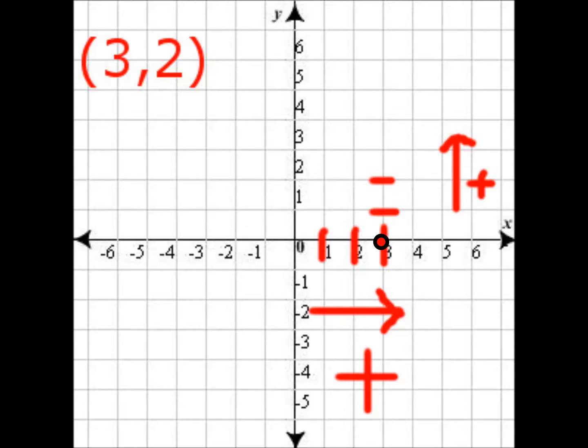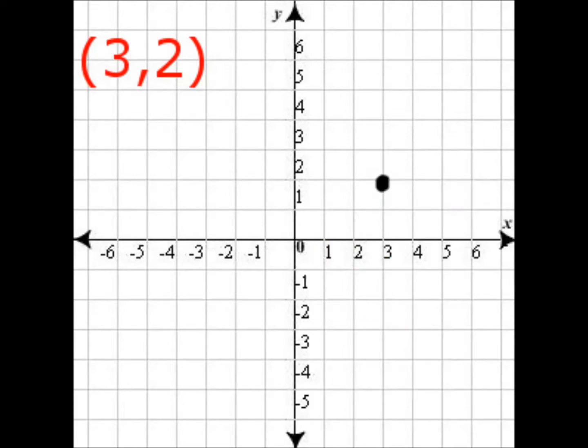The next thing we need to do is look at the y value. We have a y value of positive 2. And since we know that the positive y values are above the origin, we will start at the point 3, 0 and go up 2 spaces. And that will get us to the final coordinate point 3, 2.